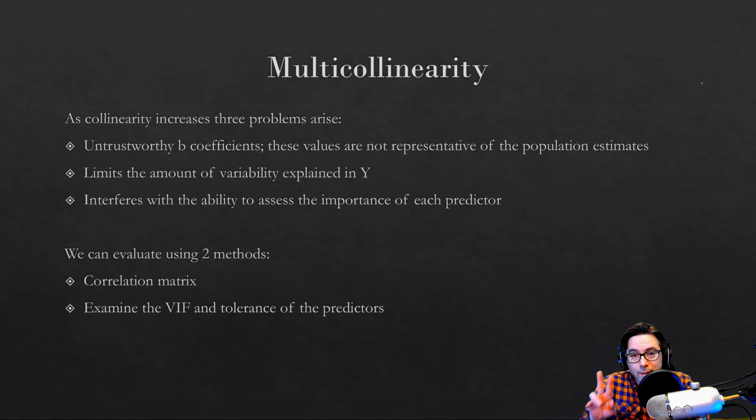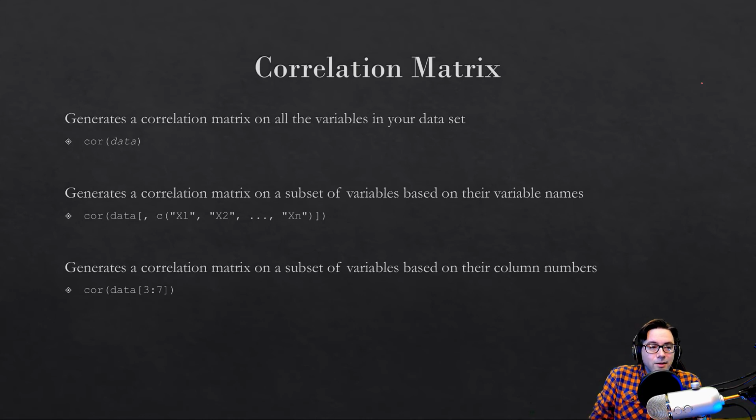So anyways, we'll talk about 2 different ways to find this collinearity. First is a correlation matrix, and the next is the VIF and the tolerance of the predictors. So first, let's talk about the matrix. The method that we're going to be using is cor and then data, right? And you can't always just put in your data frame. Sometimes you can, but in ours, the car data that's in the text walkthrough, you can't.